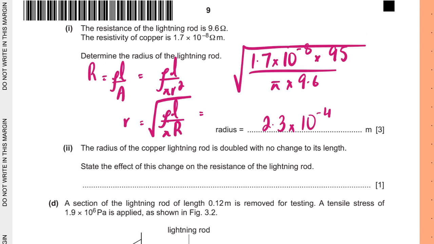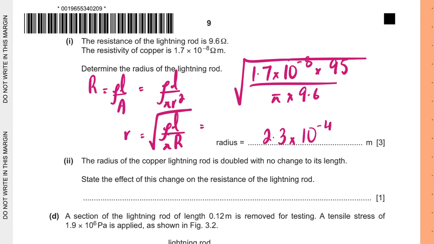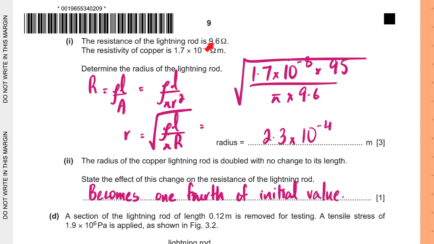Next part, the radius of the copper lightning rod is doubled with no change to its length. Right, so length stays the same, and if radius is doubled, then I can say area goes up by a factor of 4. So resistance is inversely proportional to area. So resistance becomes 1/4 of its initial value. Right, if it asks me to state what it would be, I can also do that because I know it's 9.6. So it would just be 9.6 divided by 4. But the question just said state the effect of this.